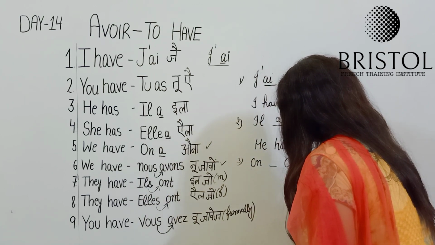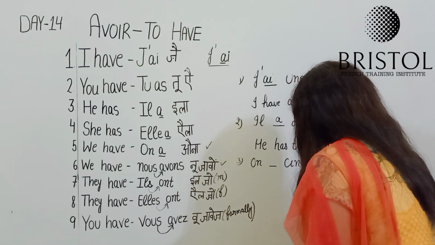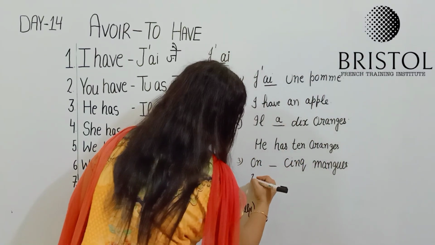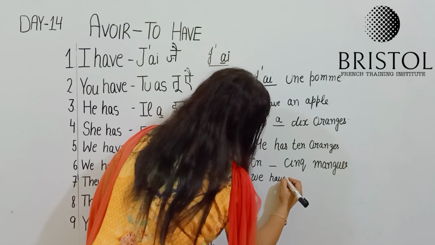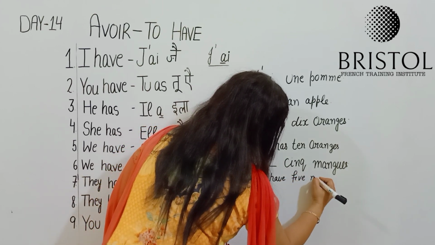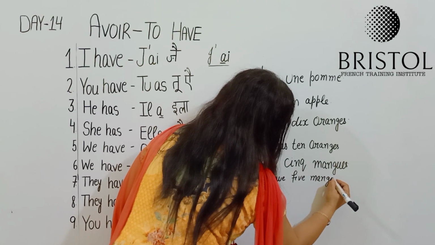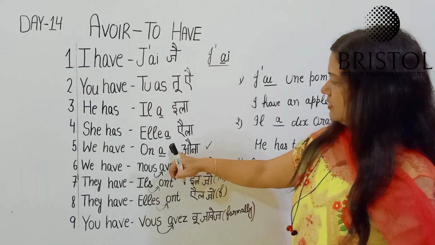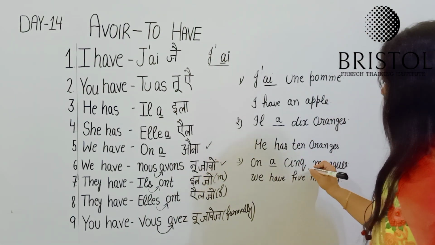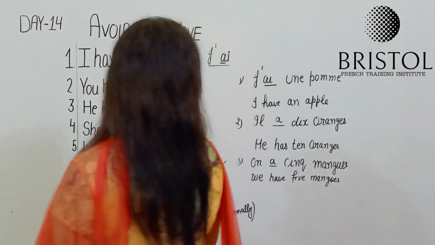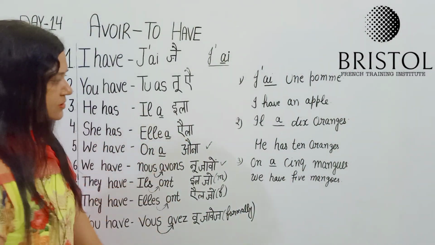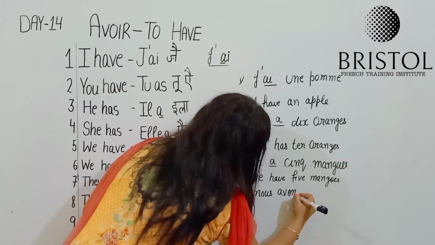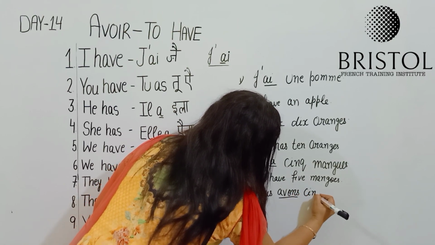Next, we have 5 mangoes. We have 5 mangoes. We have: on a 5 mangues. We can use nous avons. We can also use nous avons 5 mangues. Nous avons 5 mangues.